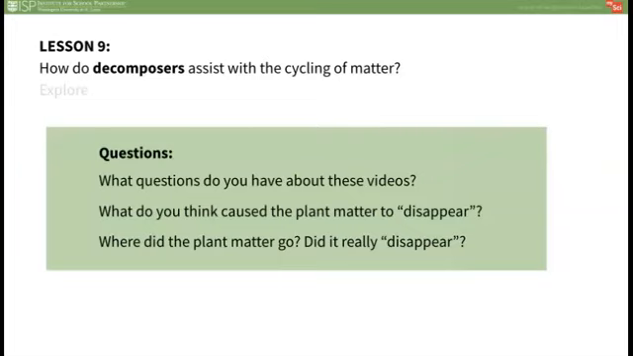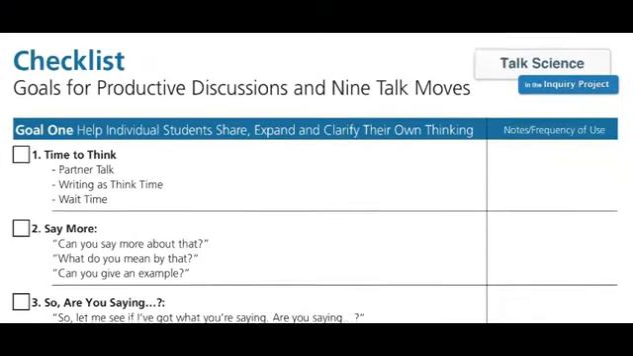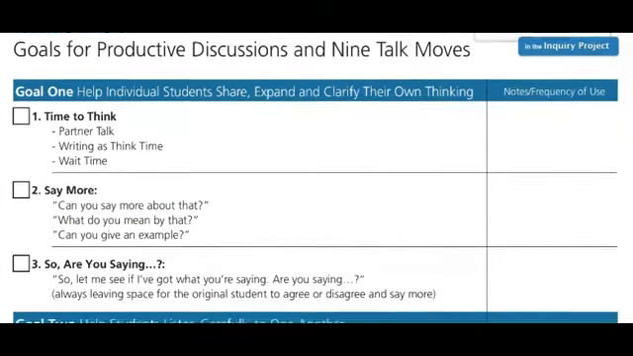After watching the videos and looking at their own firsthand decomposition observations, discuss these questions with students as a large group. If no one notes that they observe disappearing plant matter in their cups, ask them if anyone noticed that through the course of the experiment, why they thought that happened. Consider using talk move strategies to allow students to think, pair, share.